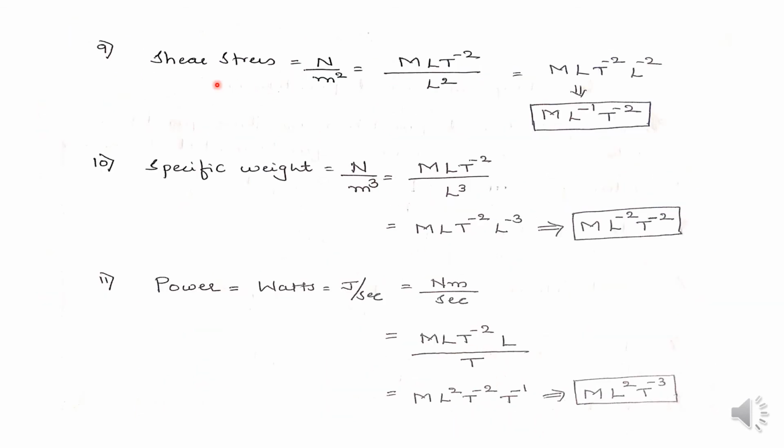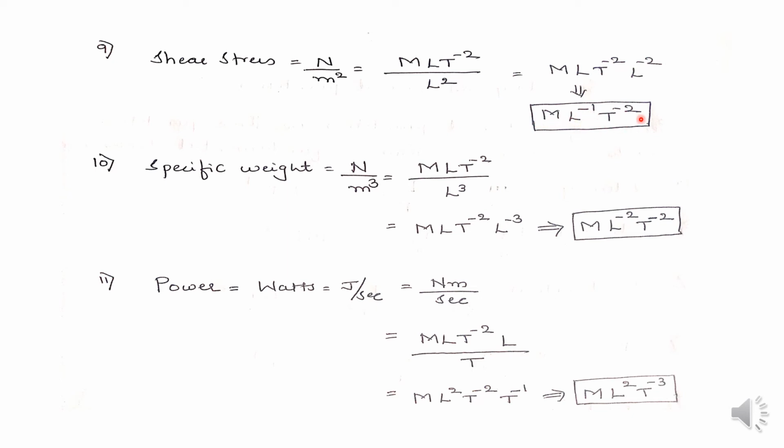What is the unit for shear stress? It is Newton per meter square. Force is the unit of Newton, and how is force calculated? Mass into acceleration. This equation we have already written here: M L t to the power minus 2 divided by L square, meter square. I take this to the numerator, L to the power minus 2. So this is plus 1, this is minus 2, the powers get added, plus 1 minus 2, it will be minus 1. M L to the power minus 1 t to the power minus 2.